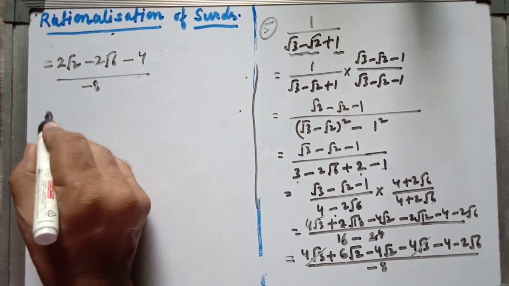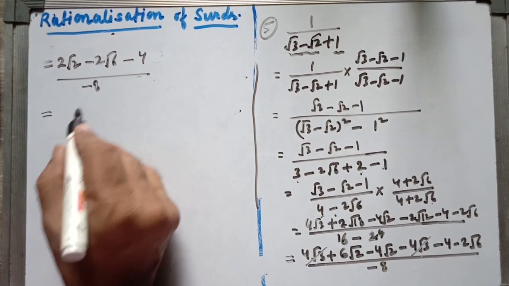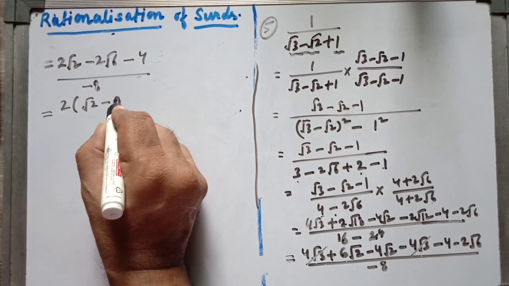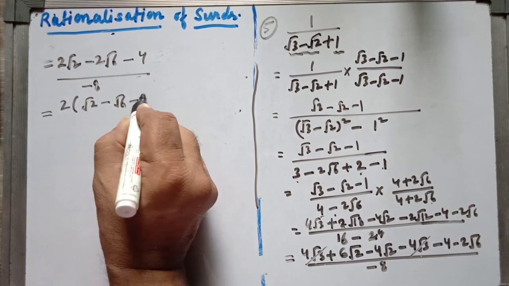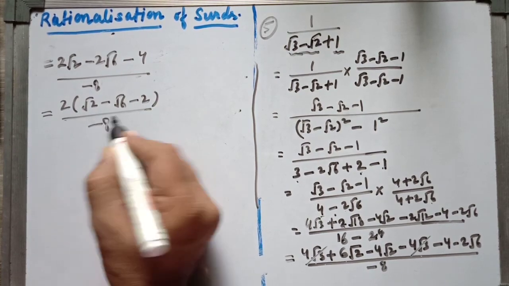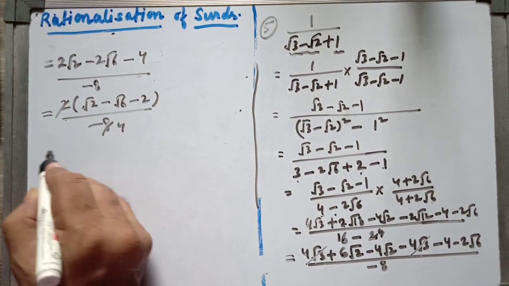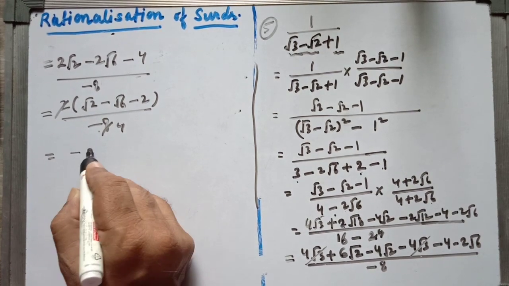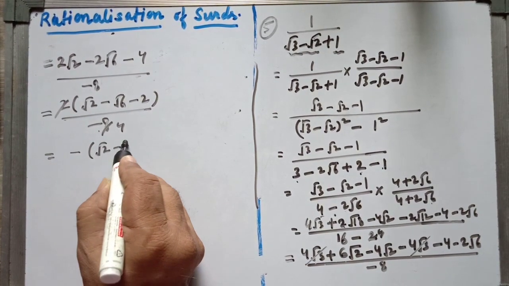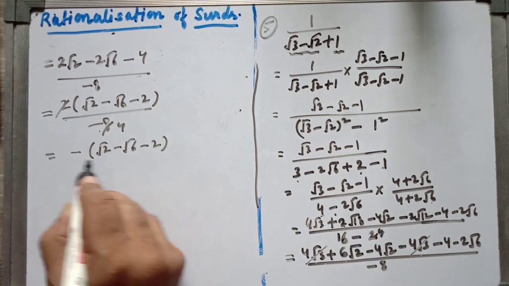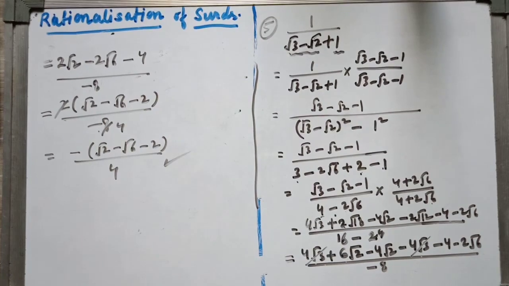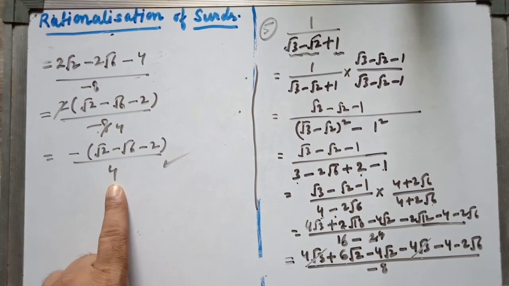So we can take 2 common and cancel. Taking 2 common, it becomes root 2 minus root 6 minus 2 upon minus 8. So 2 cancels, so it is 4. This minus we can take in the numerator. We can write it as minus of root 2 minus root 6 minus 2 upon 4. So this is our simplest form. So we have rationalized the denominator.